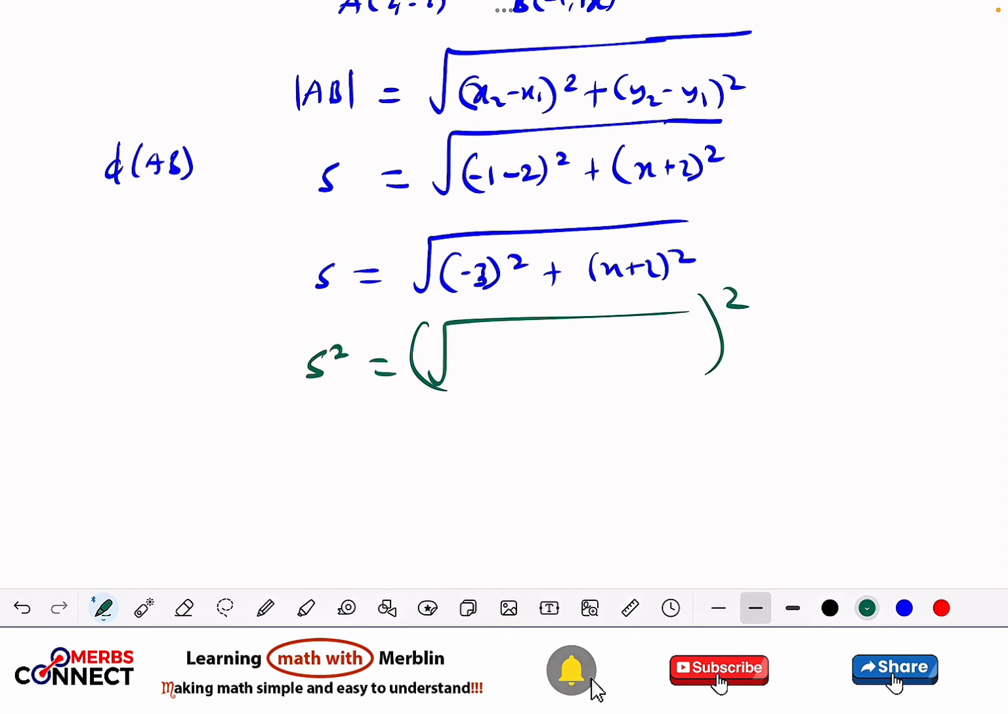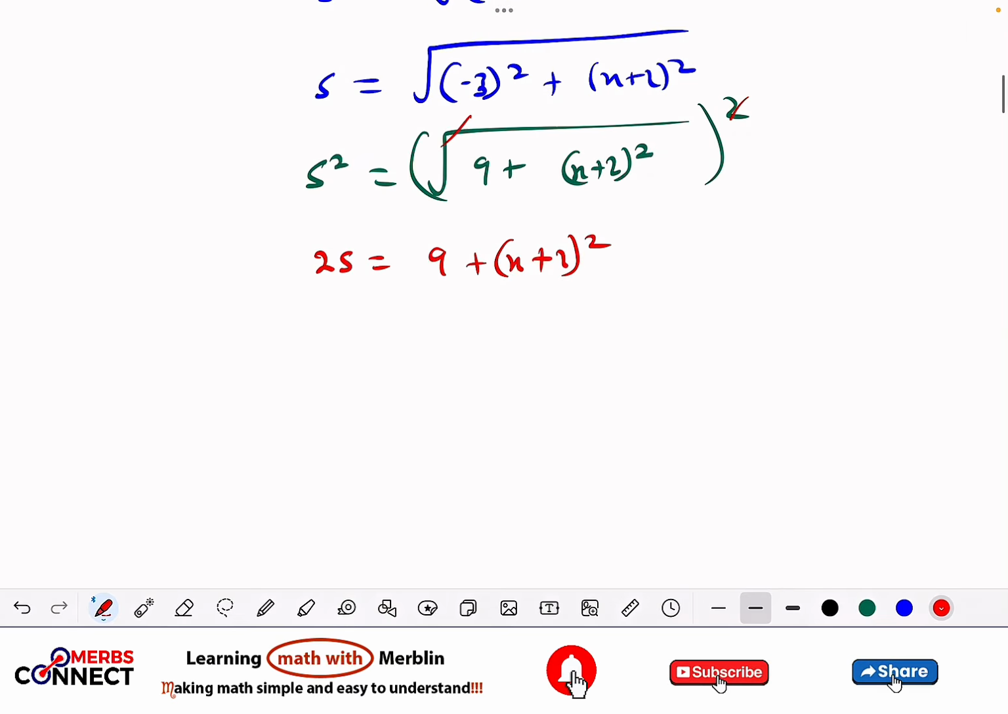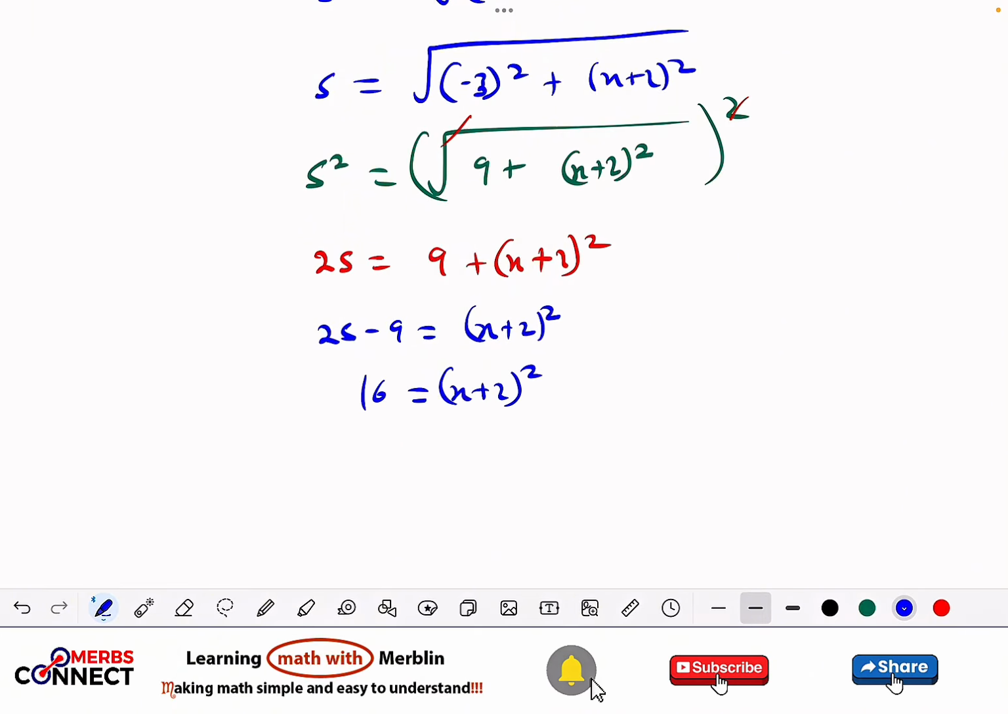So I'm going to have 9 plus, so when I expand this one, or I can just maintain it like that, x plus 2 squared. And then this will cancel this. So I'm going to have 25 is equal to 9 plus x plus 2 all squared. Now I'll show you the reason why I'm not expanding this, so that I can just do it straight. And this is going to give us 25 minus 9 is equal to x plus 2 all squared. And this is 16 is equal to x plus 2 all squared.